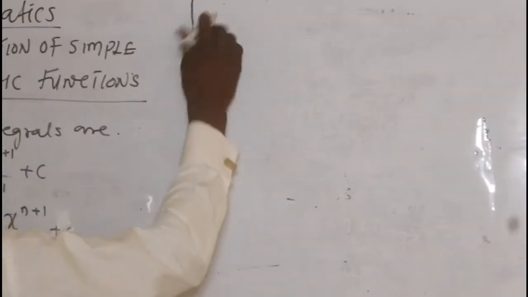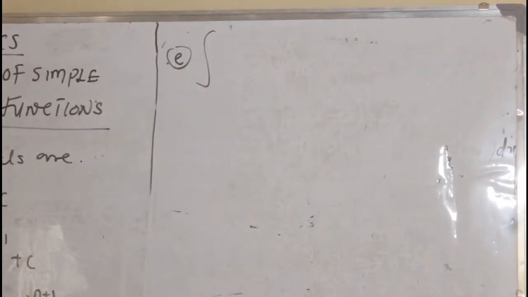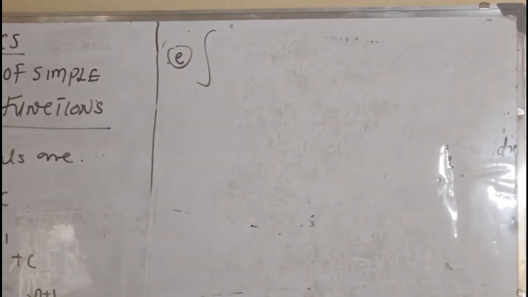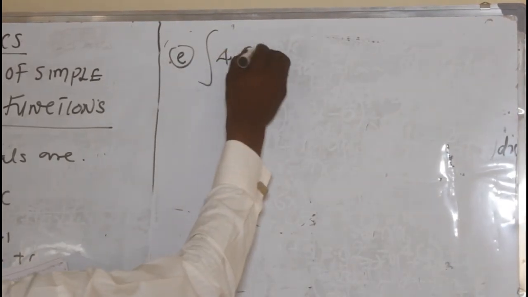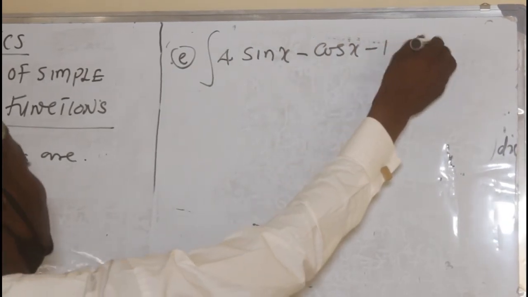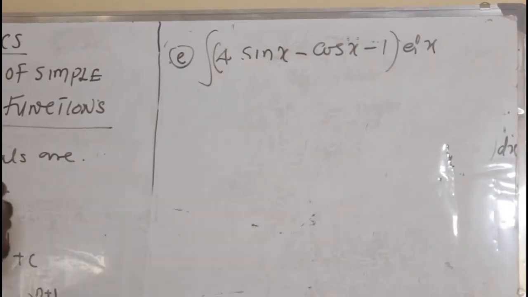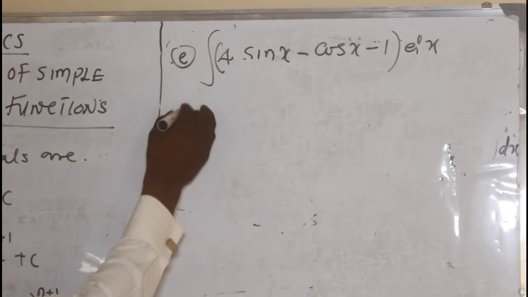The last one there, which is our E, we said we define the integral of 4 sin x minus cos x minus 1. Is it like this? So now what are you going to do? Just find the integral term by term. This is a constant.